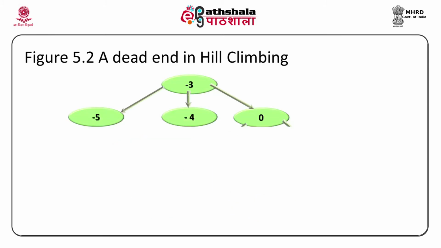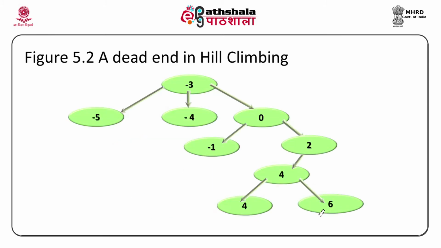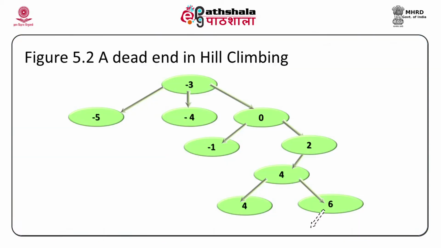There is something called a dead end also. You can look at this example, same 3, 0, 2, 4, 4 and 6. Now you choose 6, very good move, it is not a solution, but then there are no possible rules to be applied. When there is no possibility of applying any rules, we can't move further. So 6 is a dead end in this case.